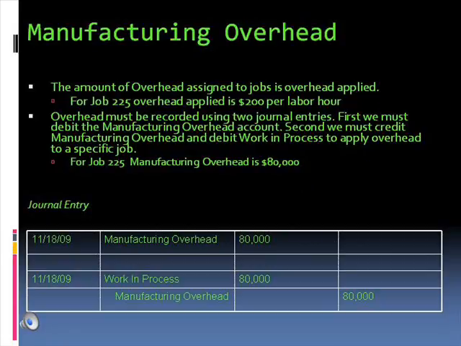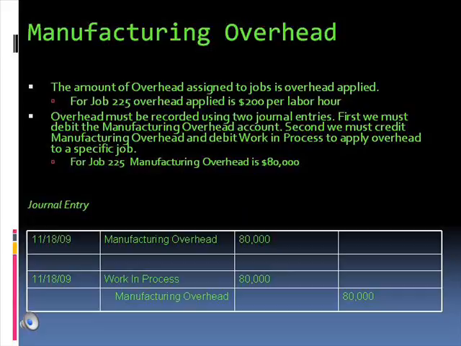On this slide, we have some more manufacturing overhead. The amount of overhead assigned to jobs is the overhead applied. Here, for job 225, overhead applied is $200 per labor hour. Overhead must be recorded using two journal entries. First, we must debit the manufacturing overhead account. And second, we must credit manufacturing overhead and debit work in progress to apply overhead to a specific job.